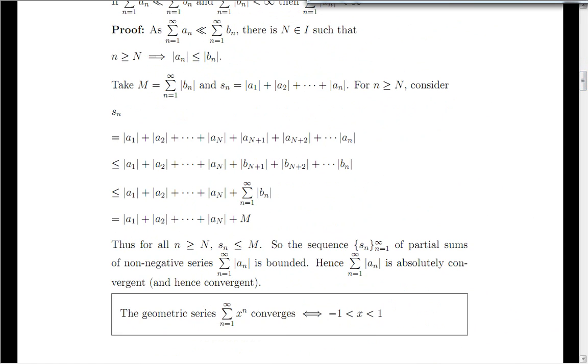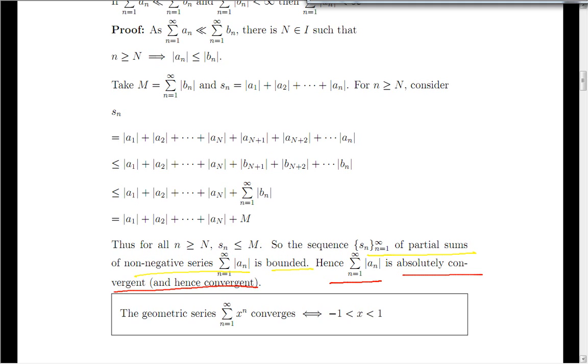So thus, let me repeat the last step. The sequence Sn of partial sums of the non-negative series is bounded. Hence, we can say that the series mod an is convergent, that is, series an is absolutely convergent, and hence it is convergent.